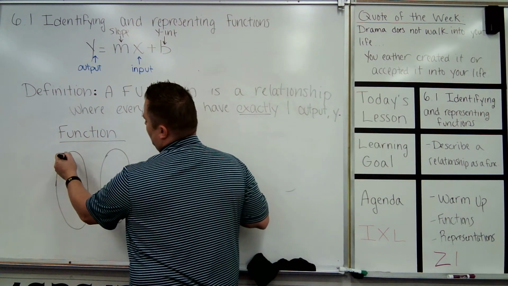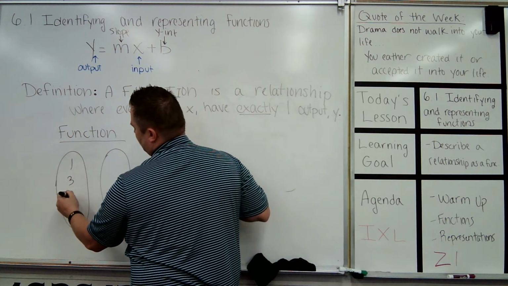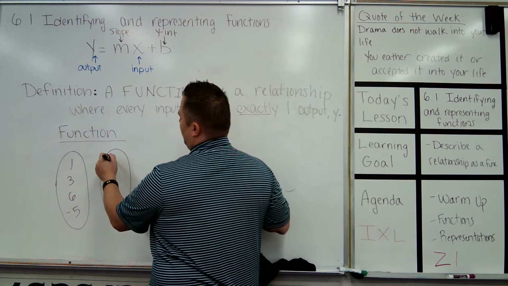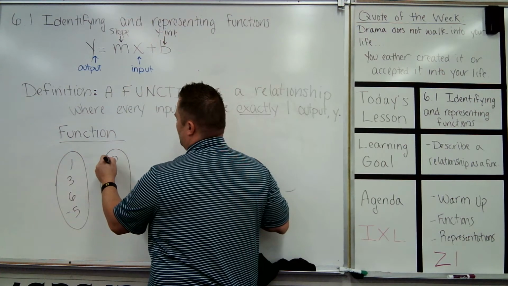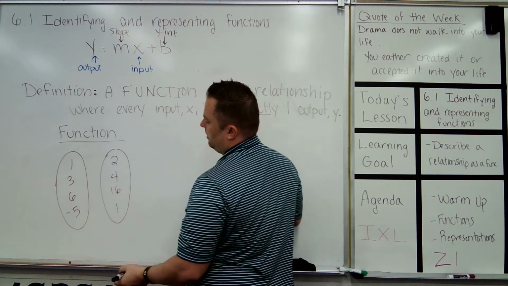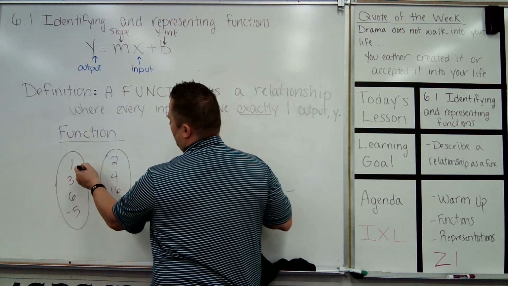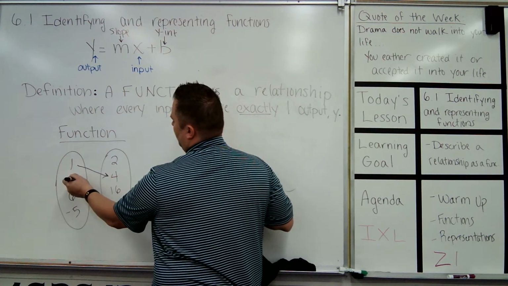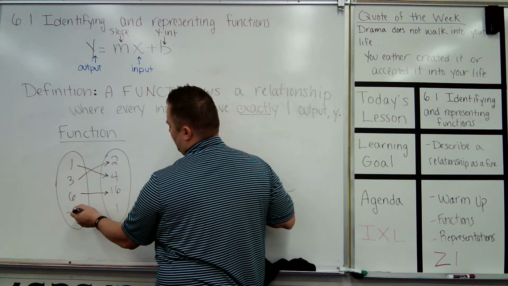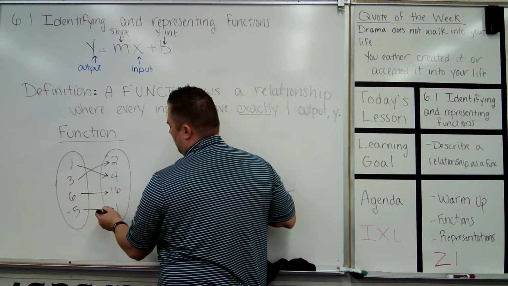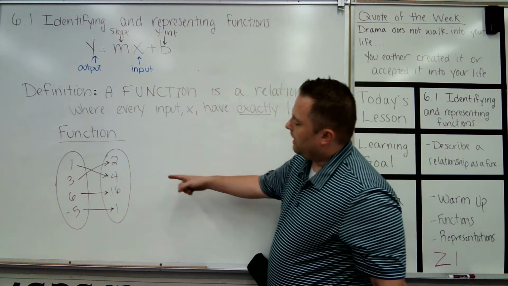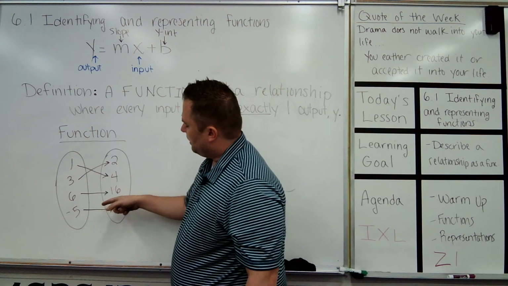We only care about whether it's a function or not based on the mapping. So let's just say I put in a 1, I put in a 3, I put in a 6, I put in a -5. And then numbers that came out were 2, 4, 16, and 1. When I put in a 1, a 4 came out. When I put in a 3, a 2 came out. When I put in a 6, 16 came out. When I put in -5, 1 came out. If you notice, some lines crossed here, some went straight across.